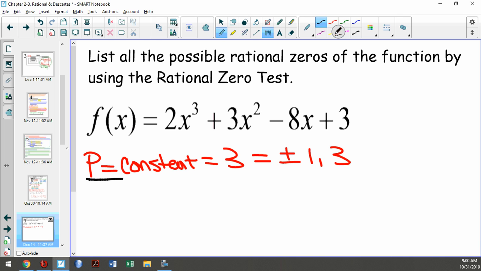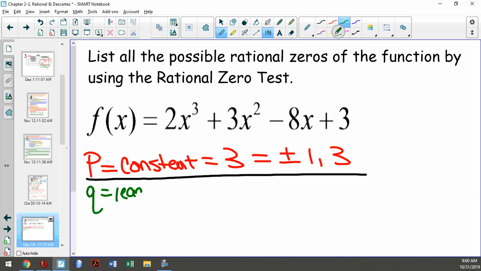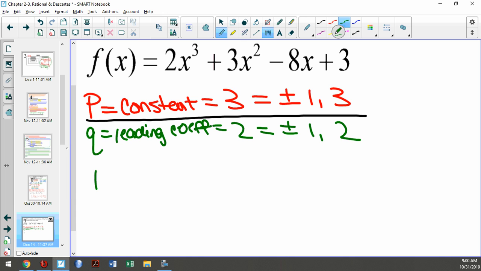Now, we're going to divide all of those values by our Q, which is our leading coefficient. So what's our leading coefficient? 2x cubed, so it's just 2. And what are all the factors of 2? Again, keep the plus or minus 1 and the 2. Now we want to actually do our P divided by Q list.